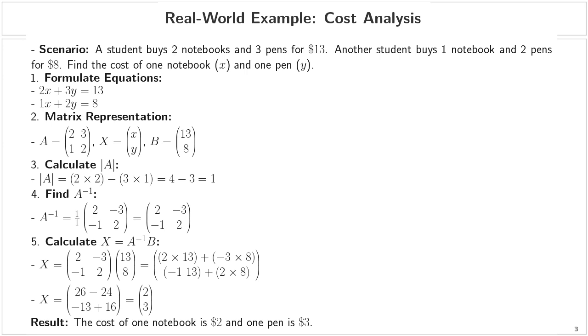Looking at our resulting matrix X, we can clearly see the solution. The cost of one notebook is $2, and the cost of one pen is $3.